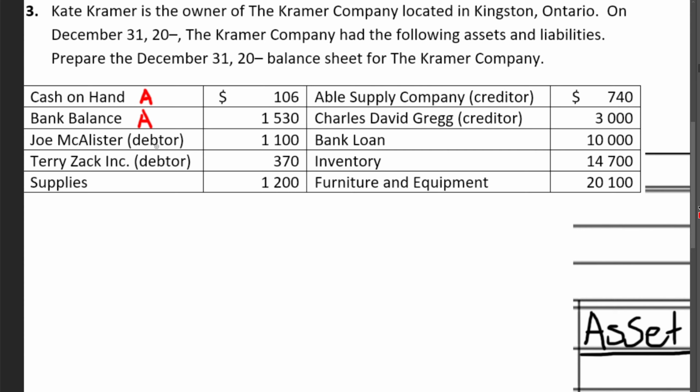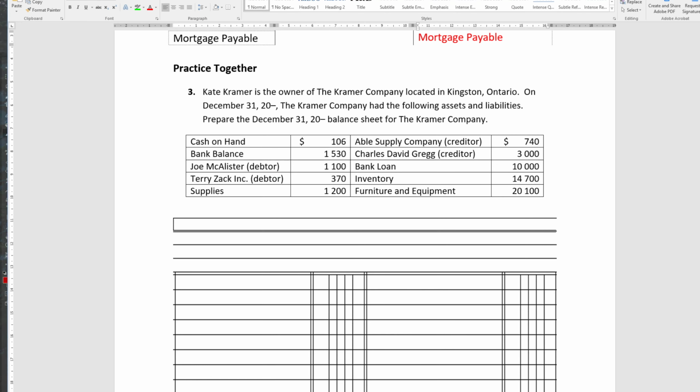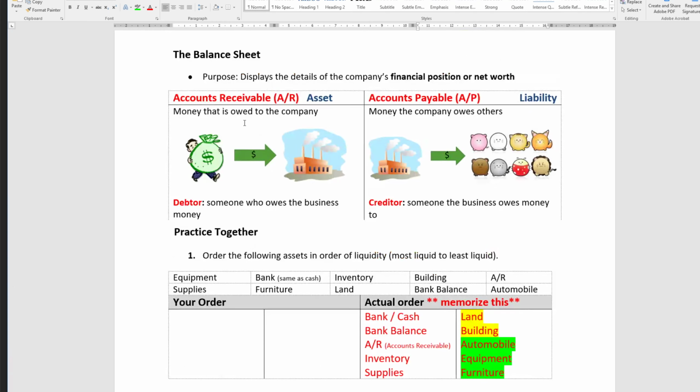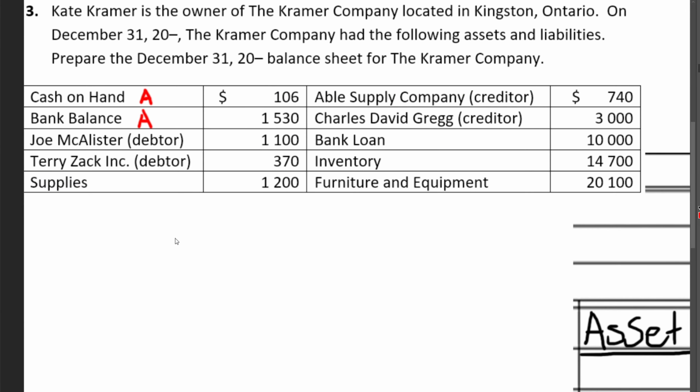Joe McAllister is a debtor. And debtor, if you remember from the lesson, meant accounts receivable. So if it's a debtor, it is considered an asset. It's accounts receivable, so I'm going to write AR on top just so I know it's an accounts receivable and it is an asset. This is also a debtor, so this is AR and it is an asset. Supplies is an asset: the pencils, erasers, paper.